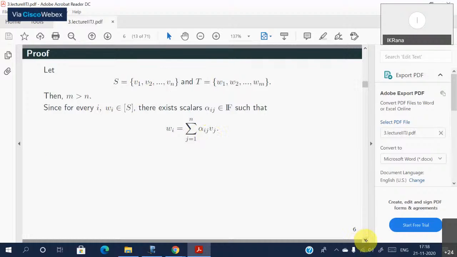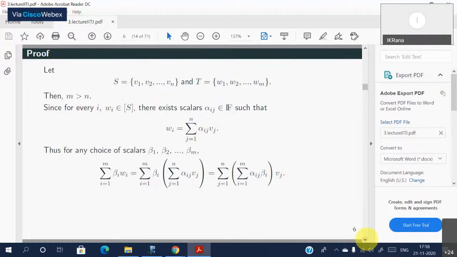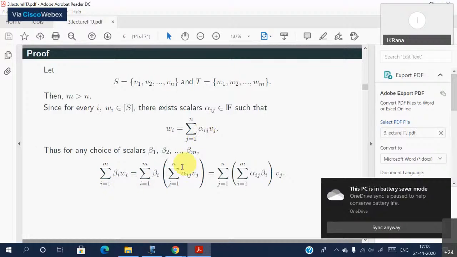Now let us look at arbitrary scalars beta 1, beta 2, up to beta m, where i is from 1 to m. Form the linear combination sigma beta i wi, i equal to 1 to m. Then I can put this value here.